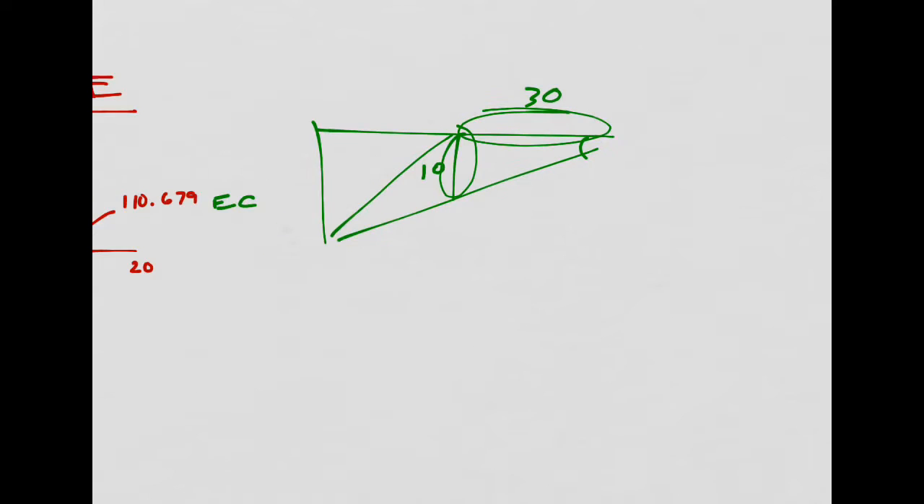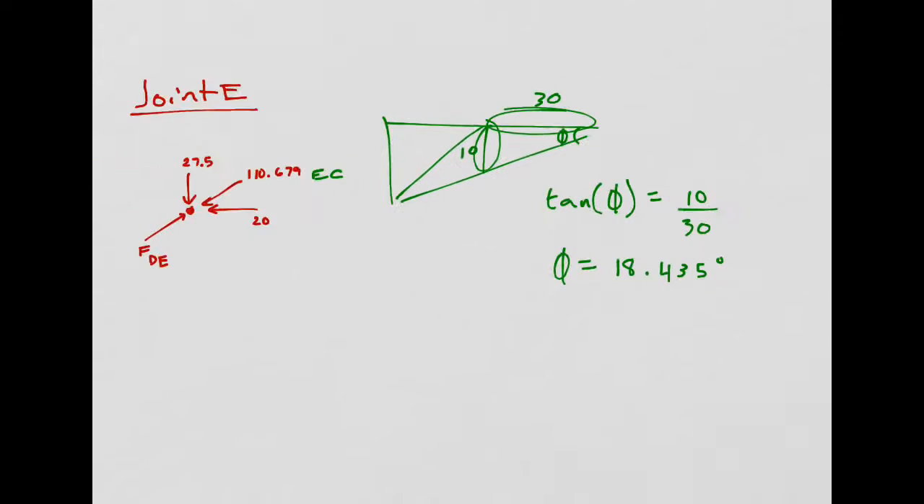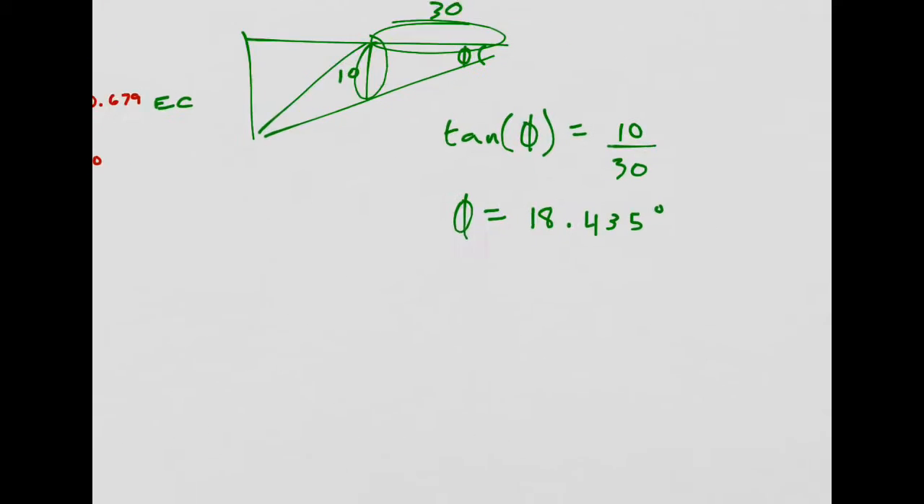I'm going to call this angle phi. I accidentally wasn't recording when I was talking. Anyway, I'm going to call that angle phi, and then I can find that by doing tangent, and that would be opposite over adjacent, so 10 over 30. And then inverse tangent will give me what phi is, and that's 18.435 degrees. So I have that angle.